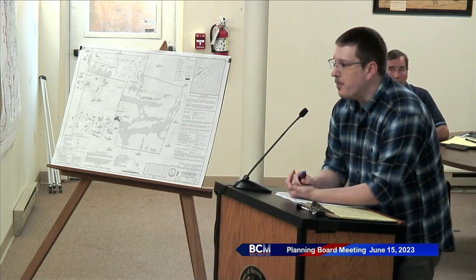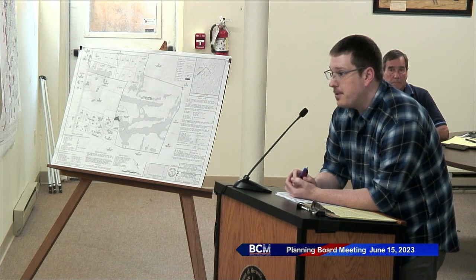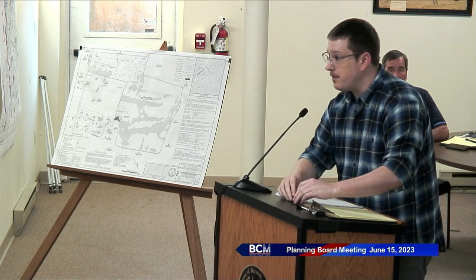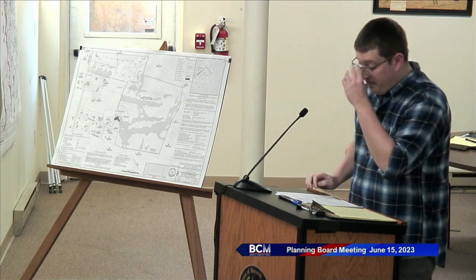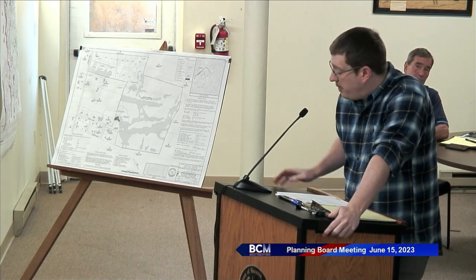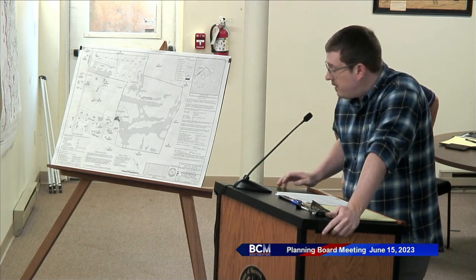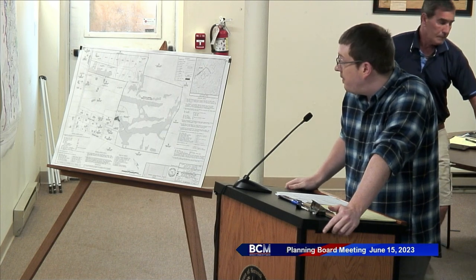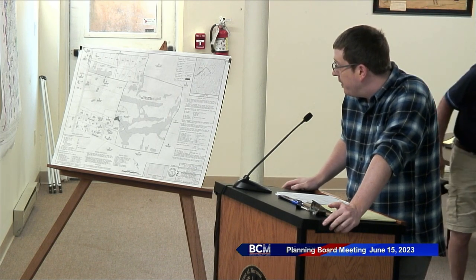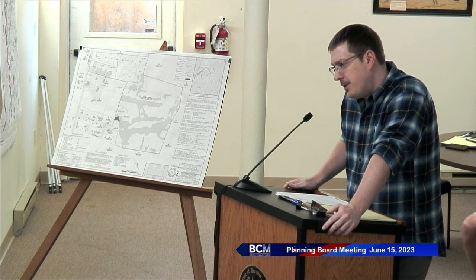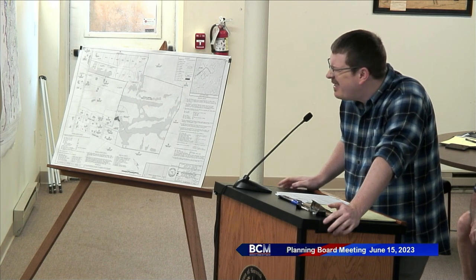I'd be happy to give a brief overview. I know you guys saw this at Sketch probably a month and a half ago, but I can revisit if you'd like. Yes, please. Okay. So overall plans in front of you. This is a 77-acre parcel out in the R2 zone, right on the edge of the R3 zone, Worcester Road, just south of the Cranberry Hill intersection.